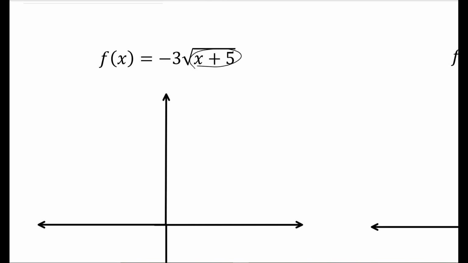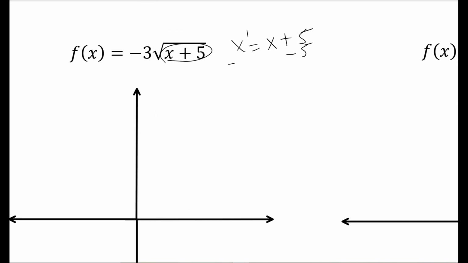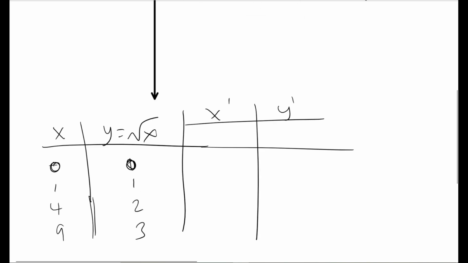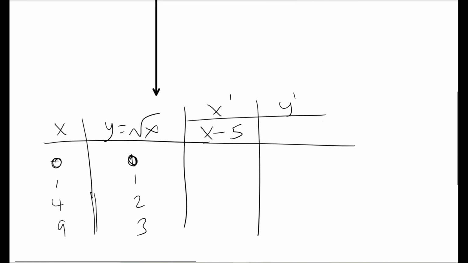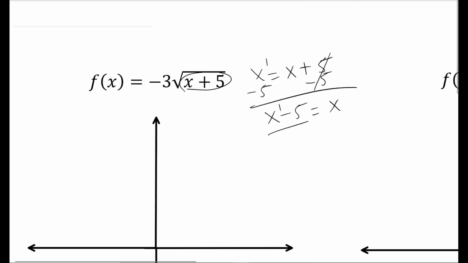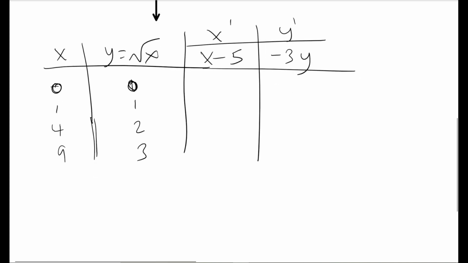Okay, so now x prime, let's do that first. So we're going to set this equal to, I guess you can call it x prime. I just call it x prime so that it looks different from the x. And then I'm going to subtract 5, and I get x prime minus 5 equals x. So basically x minus 5 is my transformation. We're going to plug that in there. And then for the y prime, the y prime is very simple. The only thing you're doing to this radical is you're multiplying it by -3. So there's our transformation, -3 times the y. All right, so there's our y transformation.